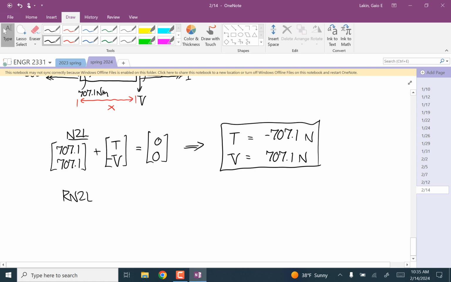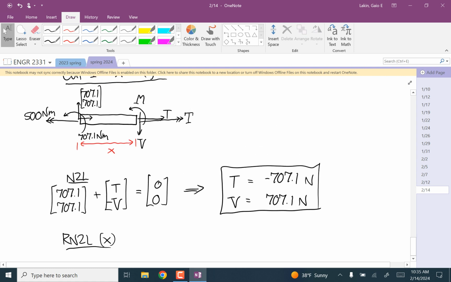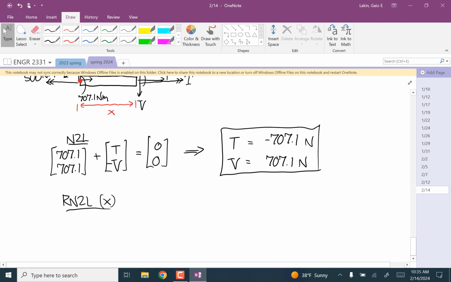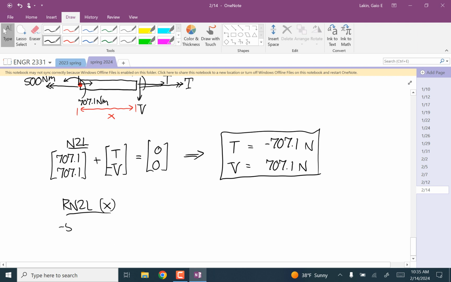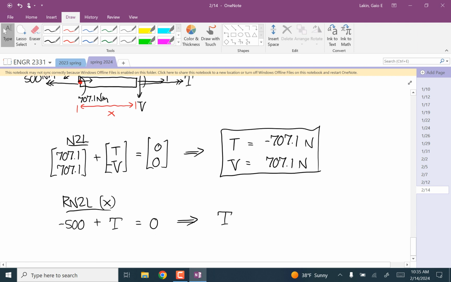Now the x couples, we still have our about point here on the left. So we have negative 500 plus fancy T is equal to 0. So no matter what the x is, that internal torque is 500.